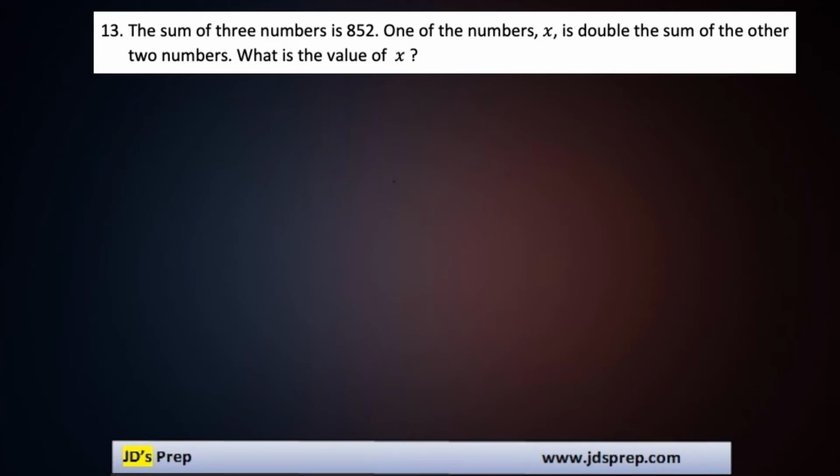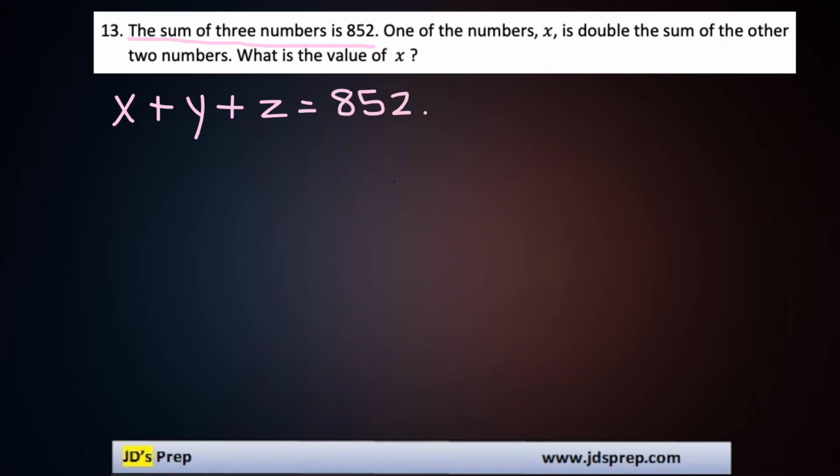To start this problem off, we're going to write out "the sum of three numbers is 852" as an equation. Let's go ahead and call the three numbers x, y, and z. So if we add all three of those together, we know we would get 852.